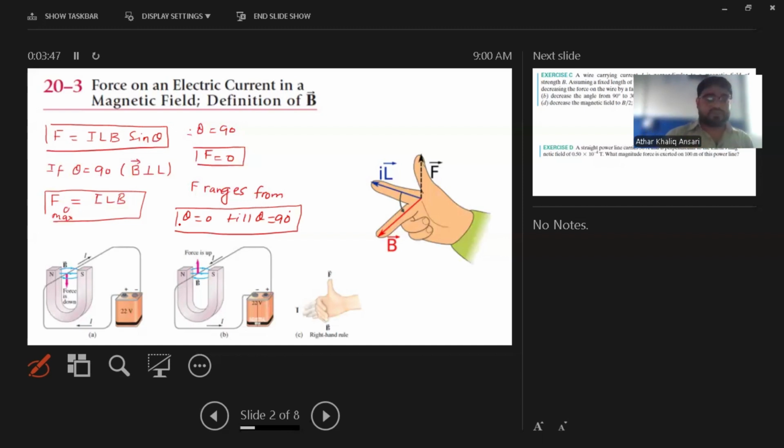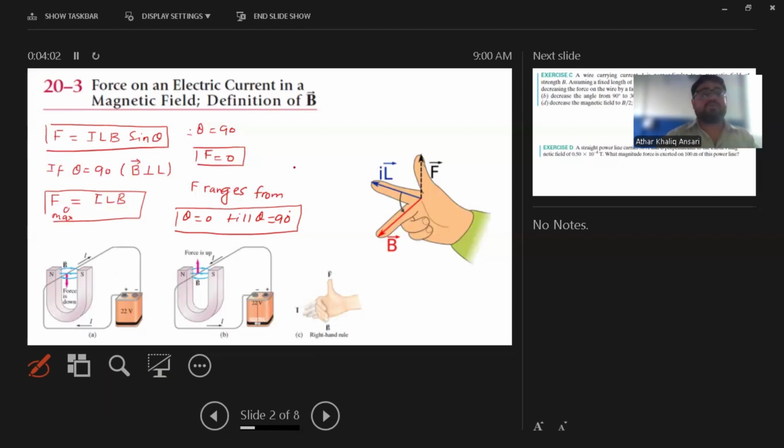So in this figure, you can see this current carrying wire will feel a force downward, and this current carrying wire will feel a force upward.